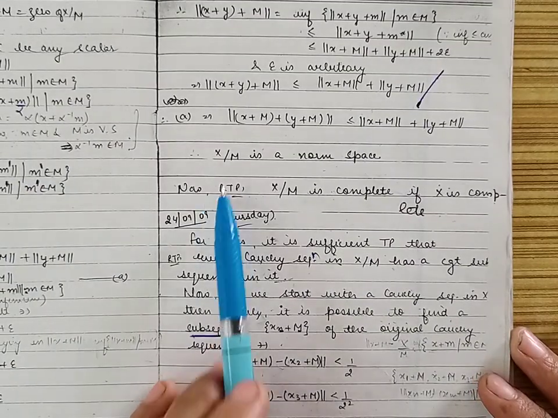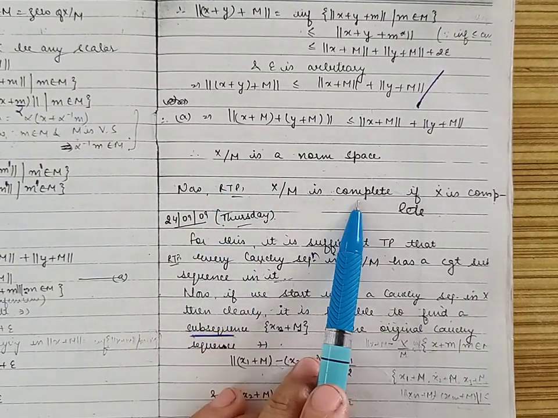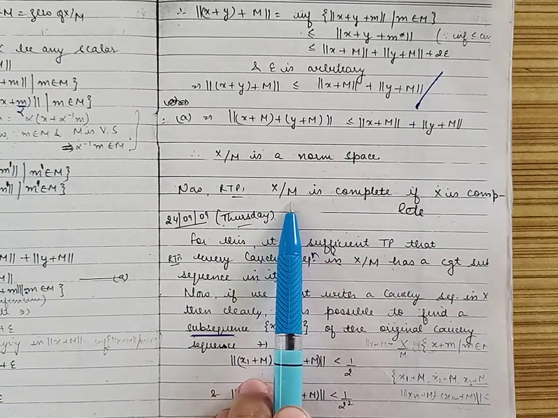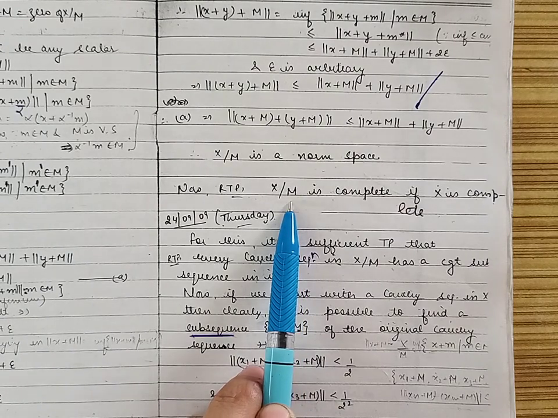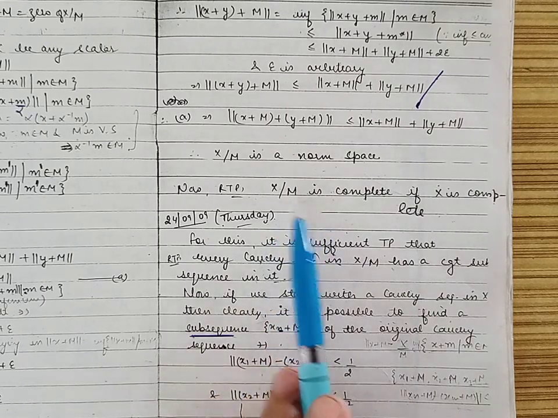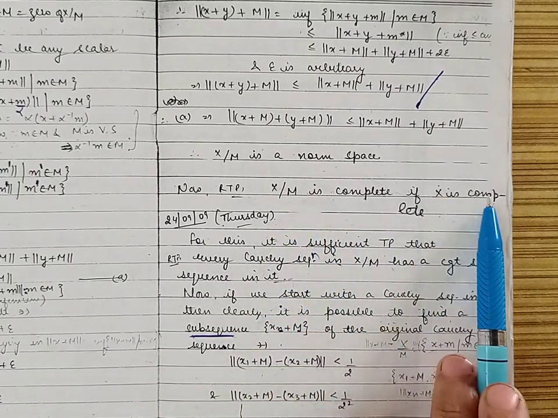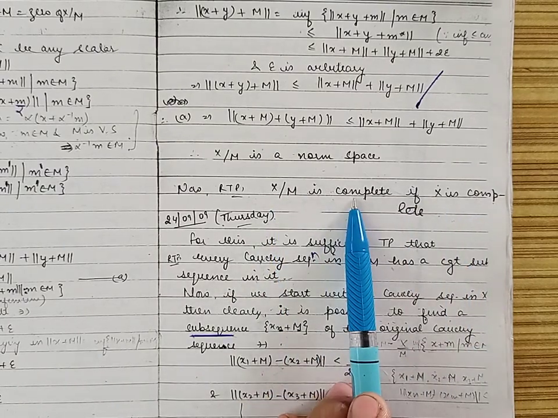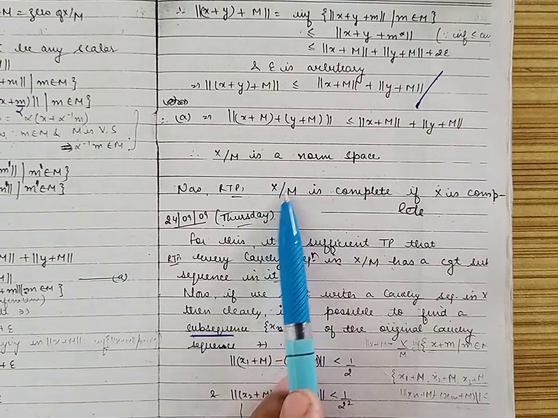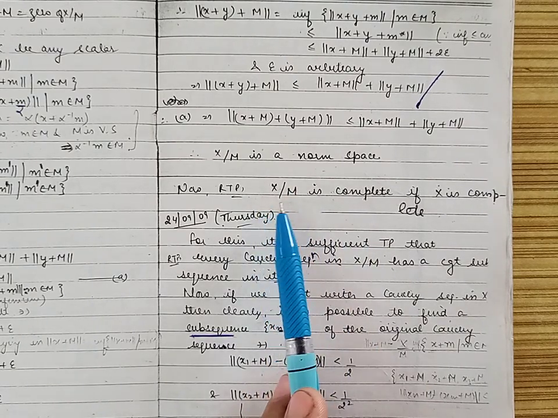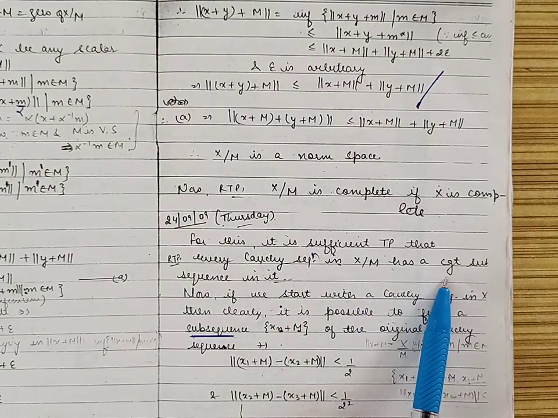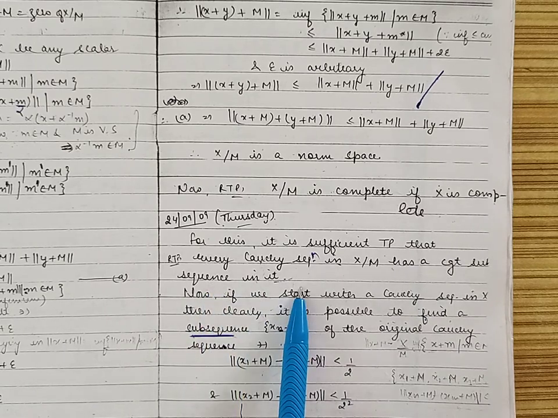Now, we prove the next part. In the next part, we have to prove that if X is a Banach space, then the quotient space is also a Banach space. It means we have to prove that the quotient space of a Banach space is again a Banach space. So now in this part we are given X is complete, and we have to prove that this quotient space is also complete. In order to prove the quotient space is complete, it is sufficient to prove that every Cauchy sequence in this quotient space has a convergent subsequence in it.